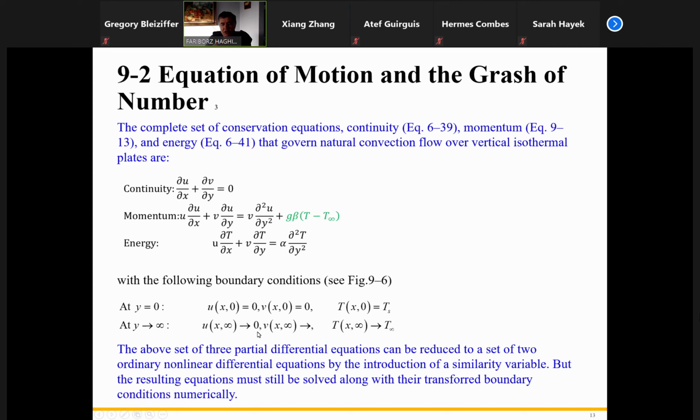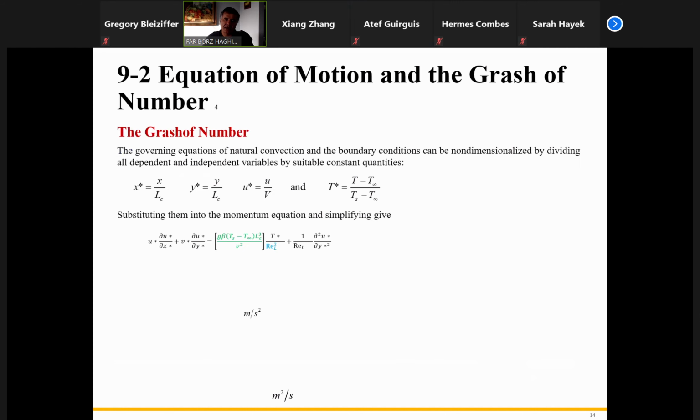The effort is not to solve this differential equation at this moment. The effort is to find the contributing, important parameter. To do that, we always non-dimensionalize this equation again. We use a characteristic length, the undisturbed velocity, and also the temperature.